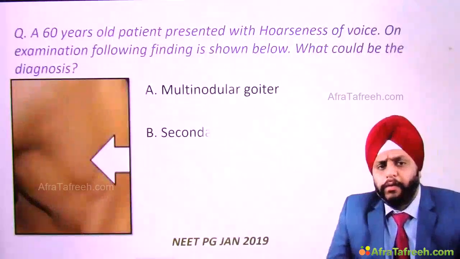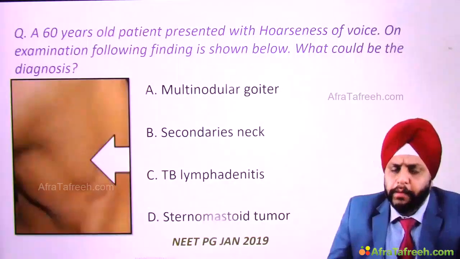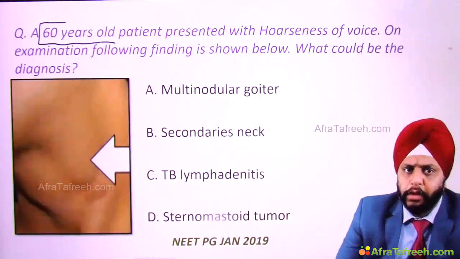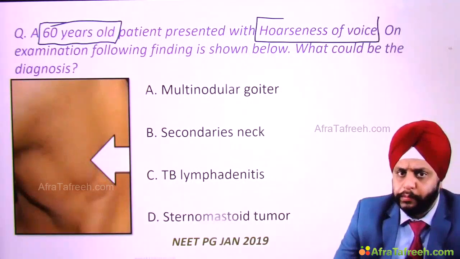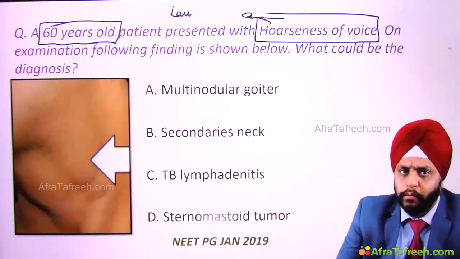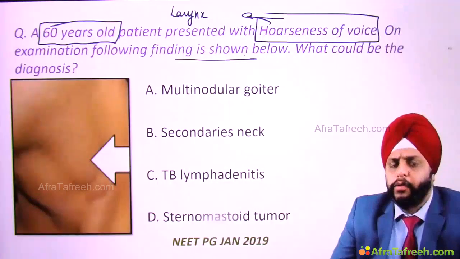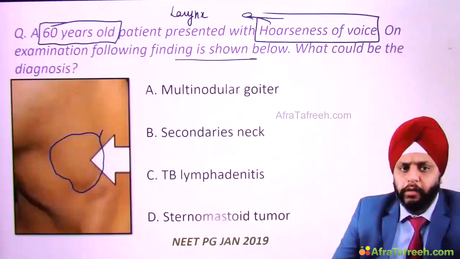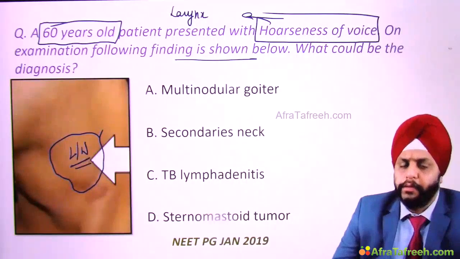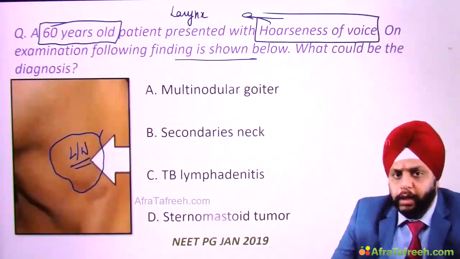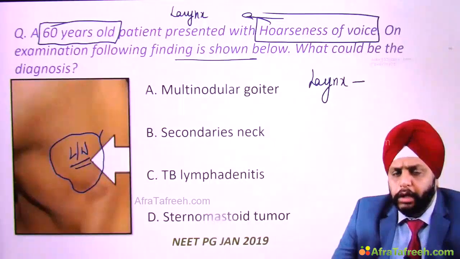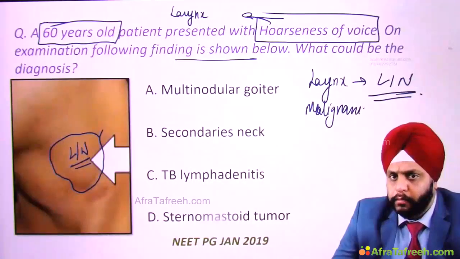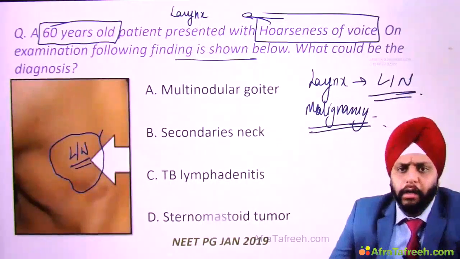Now, another question which was asked in the Jan 2019 NEET PG exam: a 60-year-old patient presented with hoarseness of voice. So two things are important over here. 60-year-old patient presented with hoarseness of voice. So hoarseness of voice means larynx is involved. On examination, the following finding is shown below. What could be the diagnosis? So you can see that there is neck swelling. Most likely a lymph node involvement is there. Now, there is something in the larynx and it has involved the lymph node. It is usually a case of malignancy. Okay, so malignancy involving the lymph nodes.